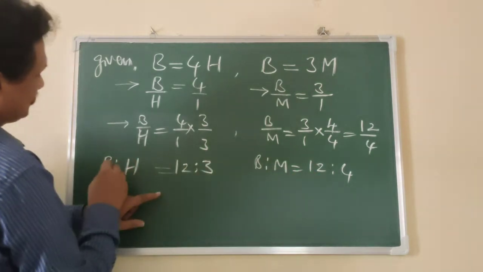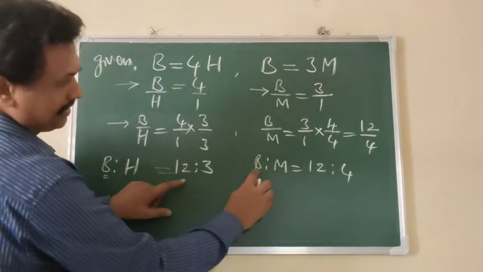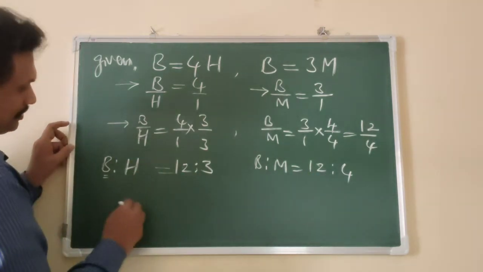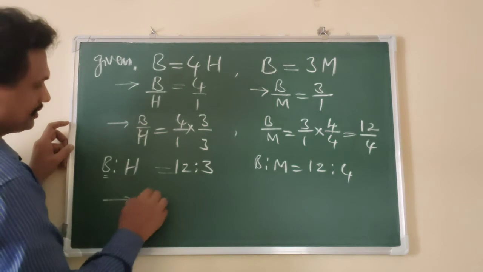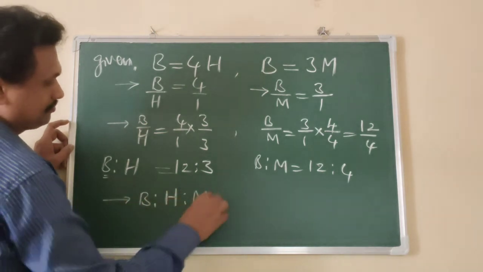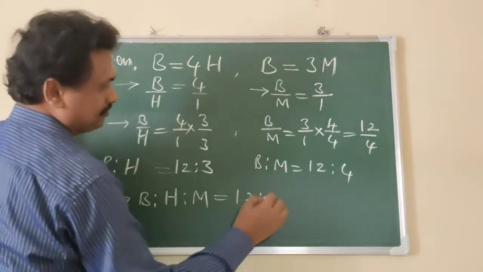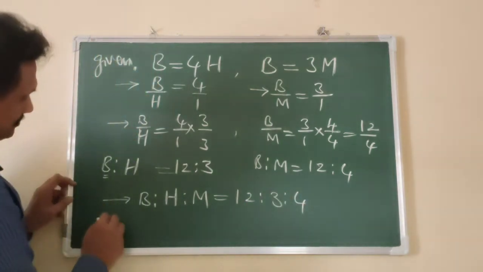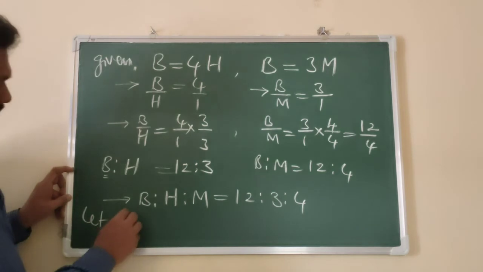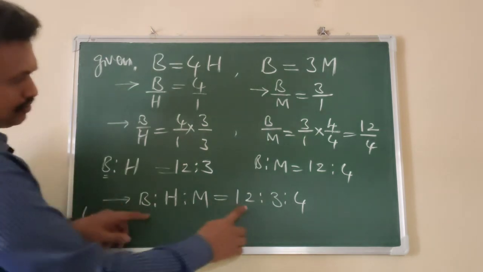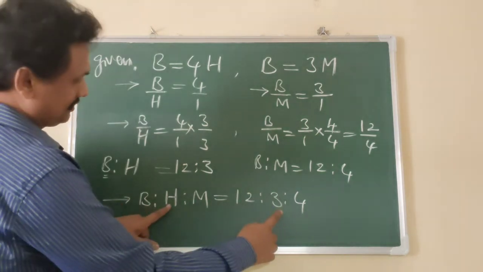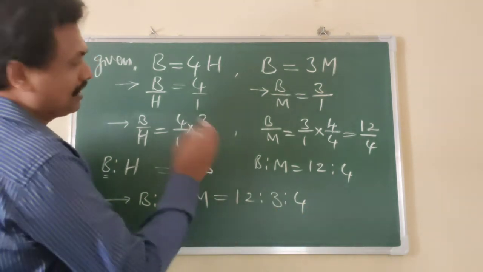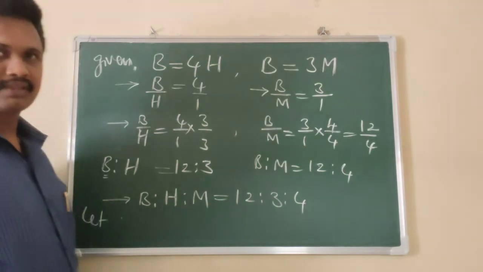Here, what is the common variable? B. That value is the same, and only then is it possible to make a single ratio. Now make it a single ratio: B is to H is to M equals 12 is to 3 is to 4. Okay. Now let the number of apples brought by B equal 12x, Harry 3x, Martin 4x, like that. Then it makes the answer easy.